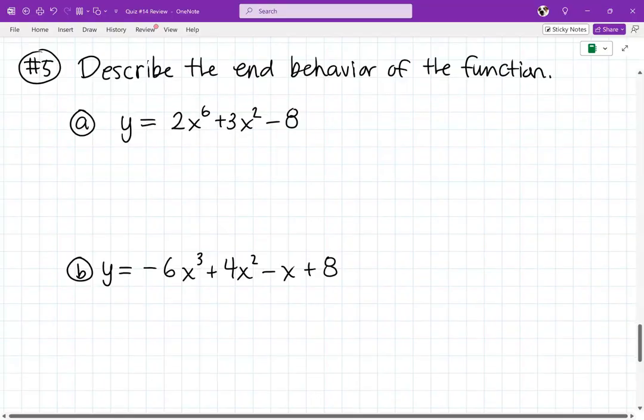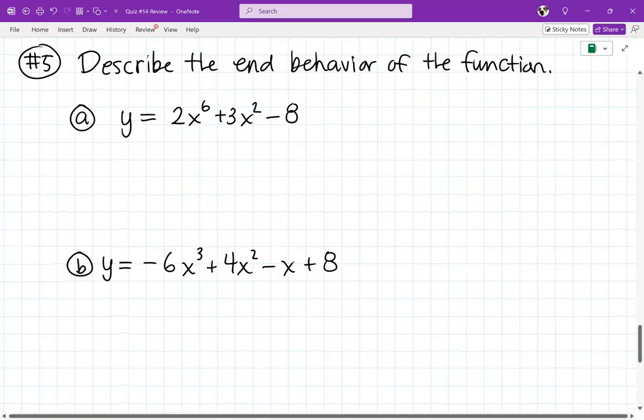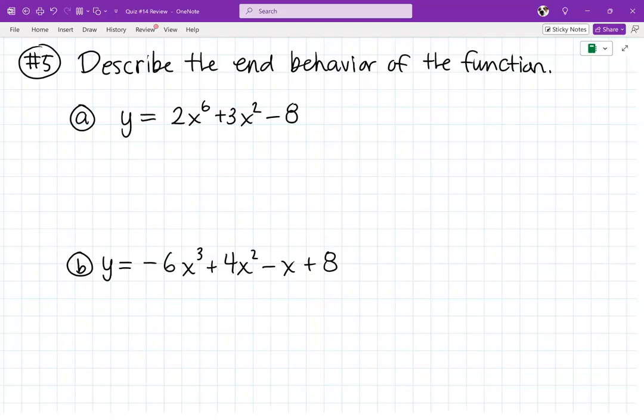All right. After this, we got one more and then we're done. Okay? Now, this might be the hardest part of your quiz. Okay? Because this requires you guys to remember definitions.